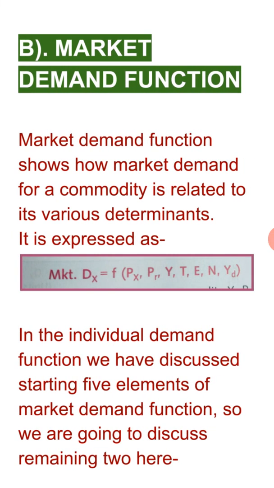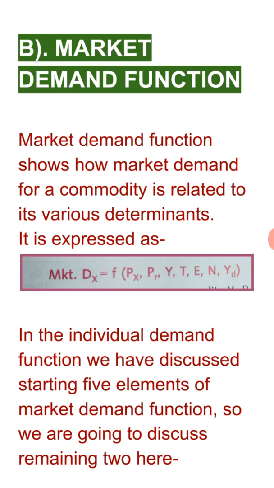This is all about individual demand function. Now we will analyze the second element, that is the market demand function. See, market demand function shows how market demand for a commodity is related to its various determinants. In the previous concept, we were taking only a single consumer and its determining factors. But now in the market demand function, we are taking all the consumers and their determining factors. It is the basic difference between the individual demand function and market demand function.